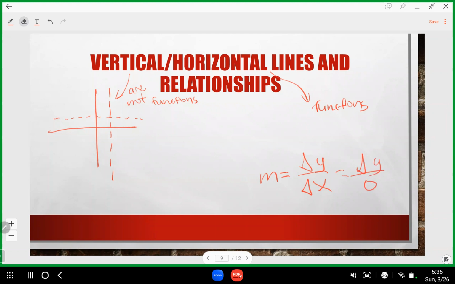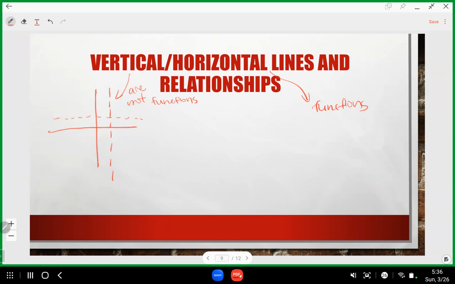And if you ever come across a question about what's the slope of a vertical line, it's just undefined. There is no slope. But for horizontal lines, the slope is 0 because the change in y is 0, but there is change in x, so it's still 0. And these are functions because they pass the vertical line test.